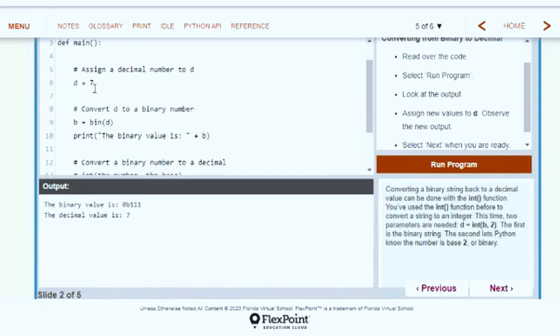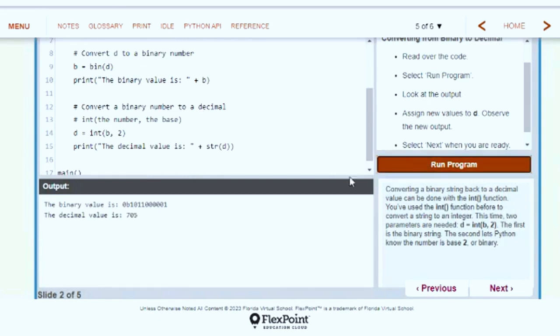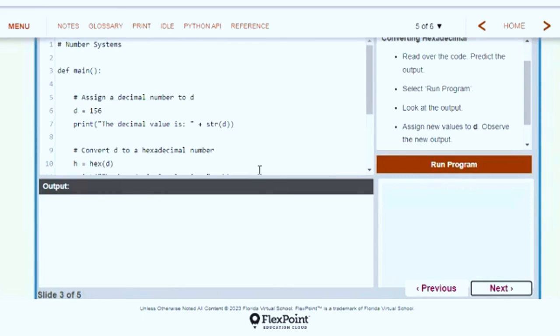So let's change this again. Let's go 705 instead. And the program in binary, it's 1011000001. The decimal value is 705. Again, we told it it's a base 2 number, and it'll convert it. Let's look at the next example.